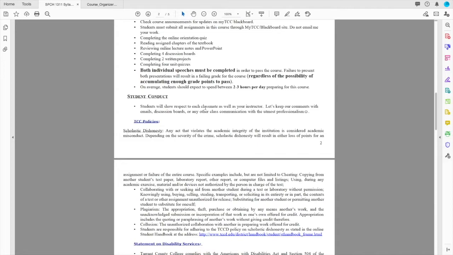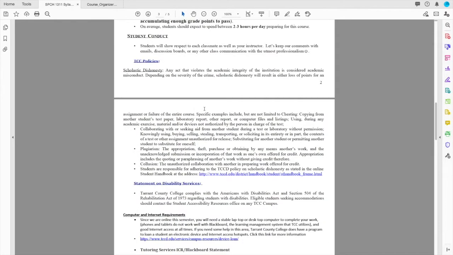Student conduct, let's be civil with each other and with utmost professionalism with any class communication. TCC policy about scholastic dishonesty, integrity, plagiarism.